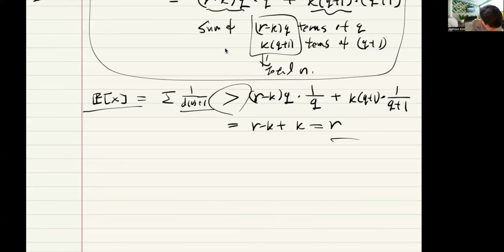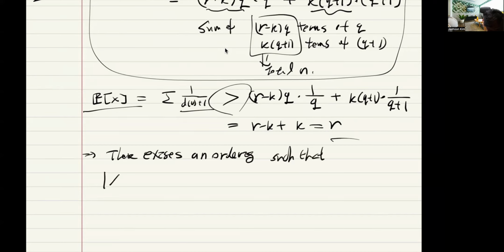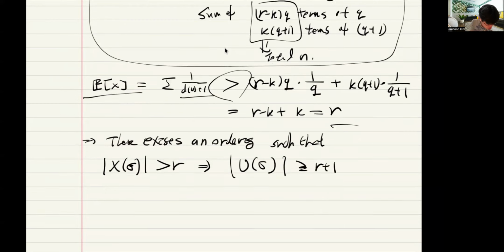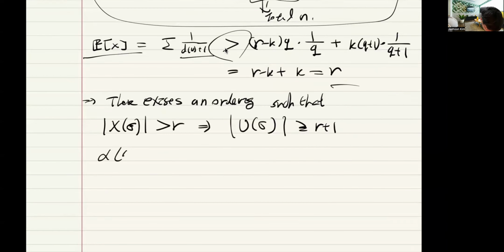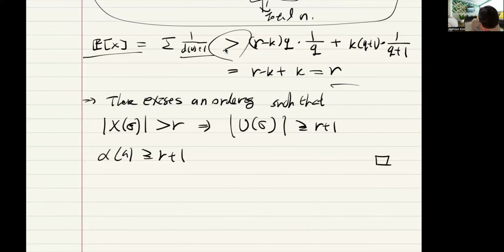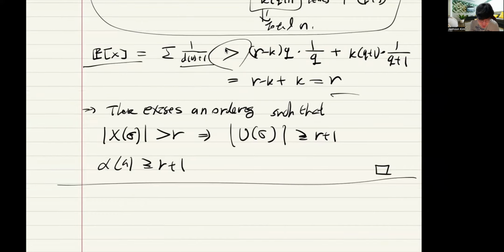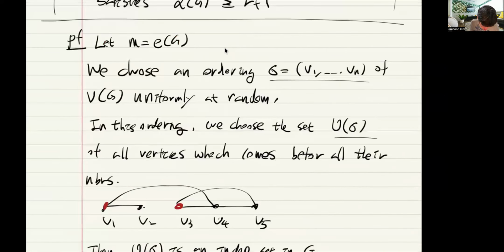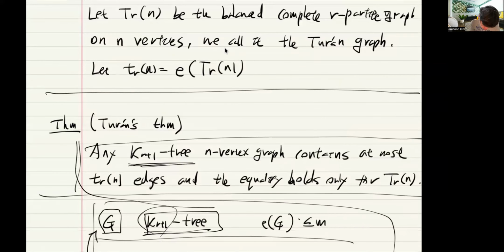Then what do we know? So there exists an ordering such that X is bigger than r, meaning that this U sigma has size bigger than r plus 1. So alpha of G contains an independent set of size r plus 1, as we wanted to prove. So this proves the first part.